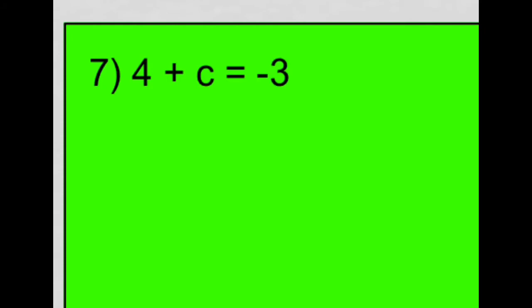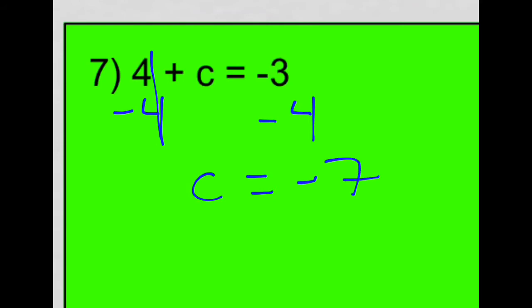Now again, you want to look at whatever number is beside the variable. In this case, it's a positive 4. So do the opposite of what's beside the variable. The opposite of positive 4 is negative 4, and you show that right below the positive 4. Whatever you do to one side of an equal sign, you do to the other. 4 minus 4 cancels, and I'm left with a plus c, but I can just write that as c because it's positive, and that's exactly what I want to get. Equals, two negatives add up to negative 7. So if I was to substitute negative 7 in for c, 4 plus negative 7 does equal negative 3.